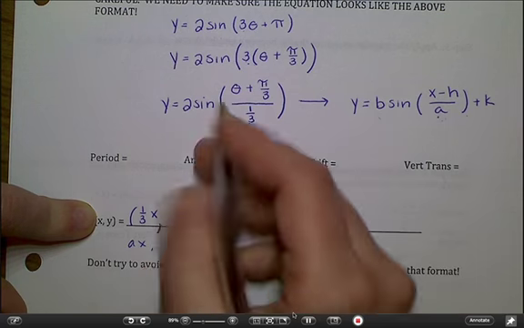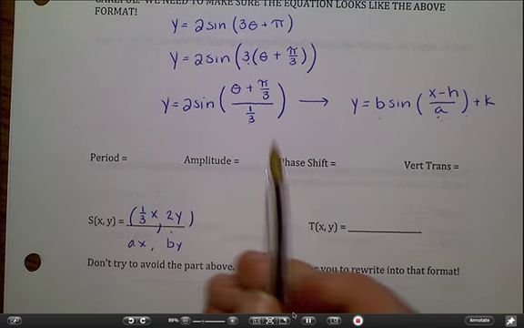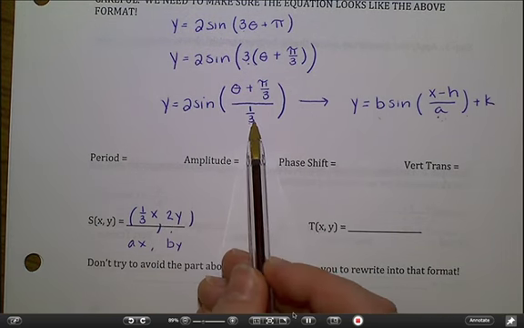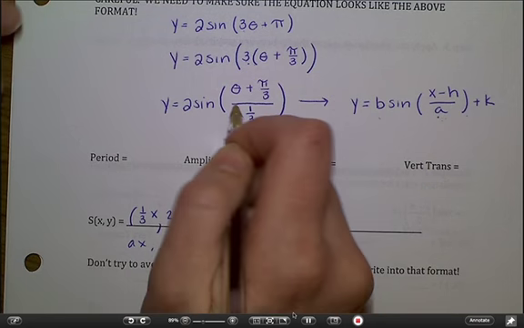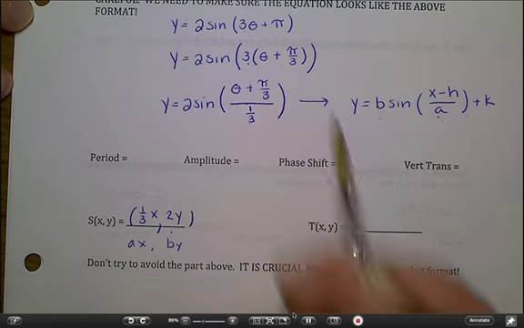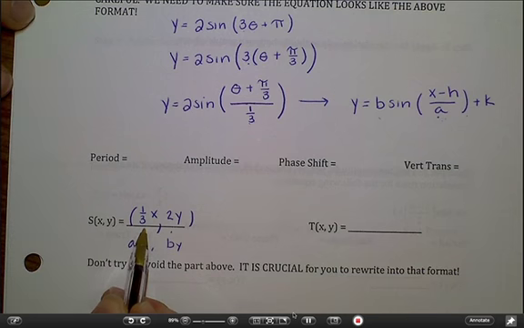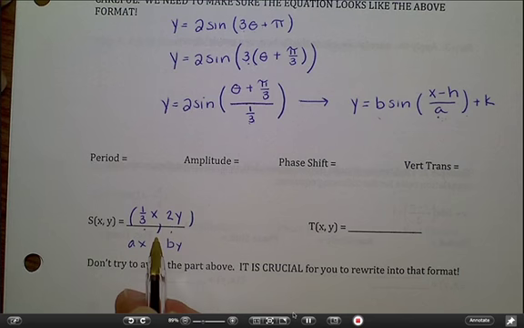B is 2, so 2y. If you're like, wait a minute, I don't get this. I see the 1/3, why are we writing it there? Well, here you're dividing by 1/3. So in your rule, you're going to multiply by 1/3. That's how horizontal stuff works. Vertical stuff is nice. We don't have to do that.